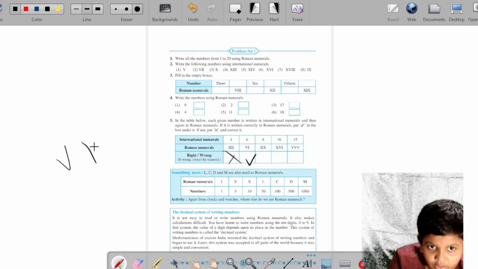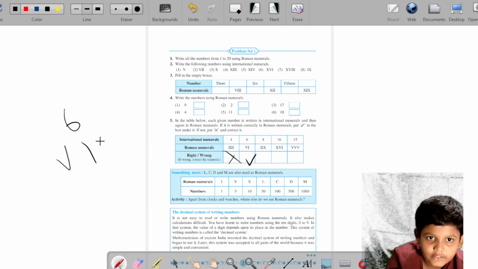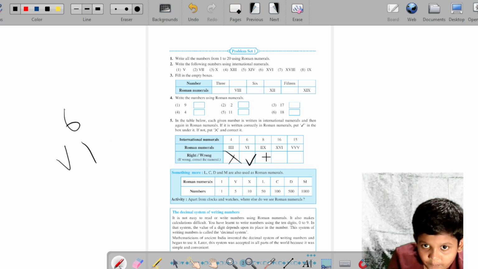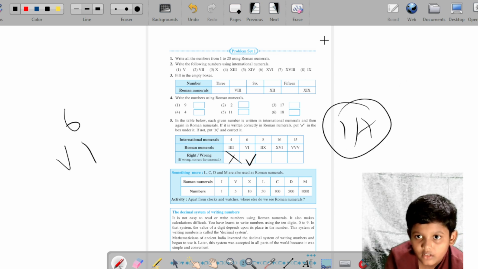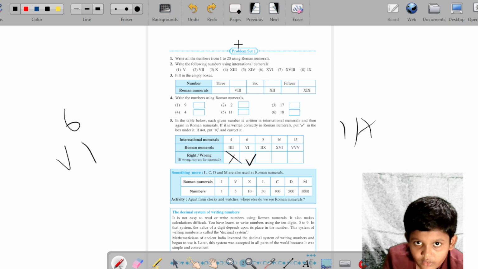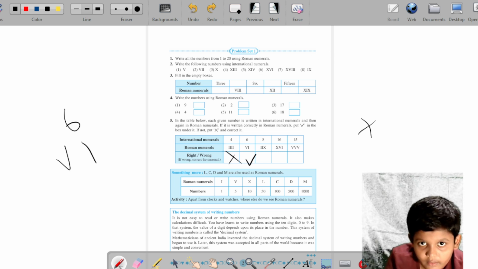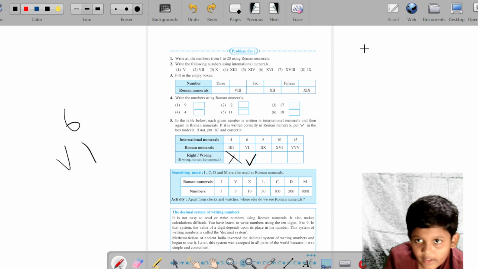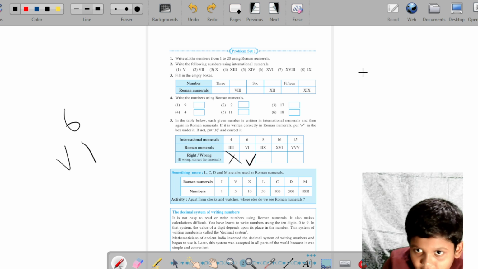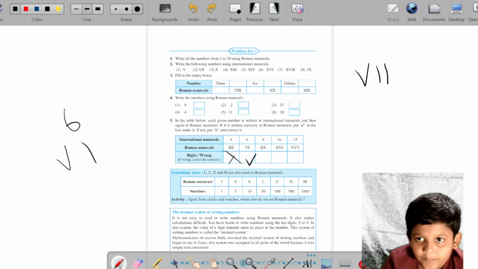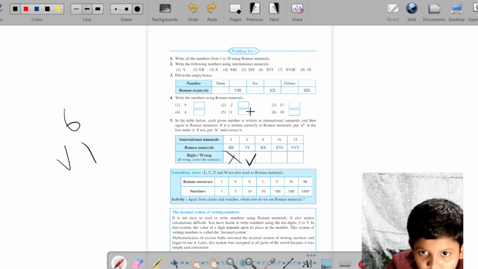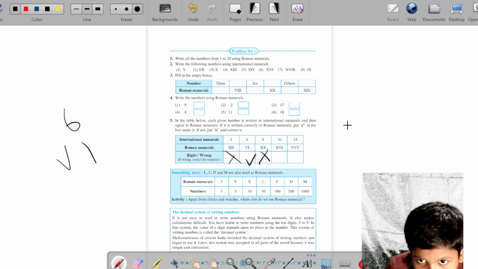Because after V comes 6. This one is correct. And 8. It is wrong. Means 8 comes like this. VIII. This one is 8. So this one is wrong.